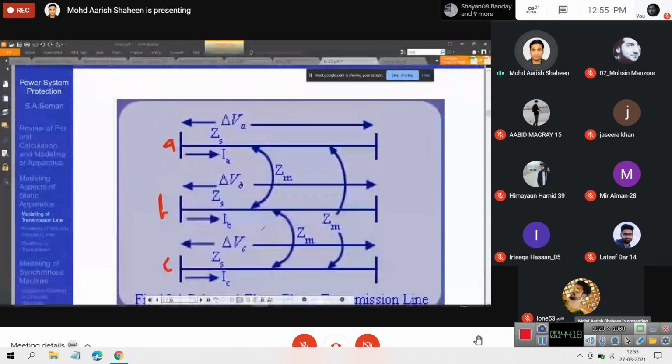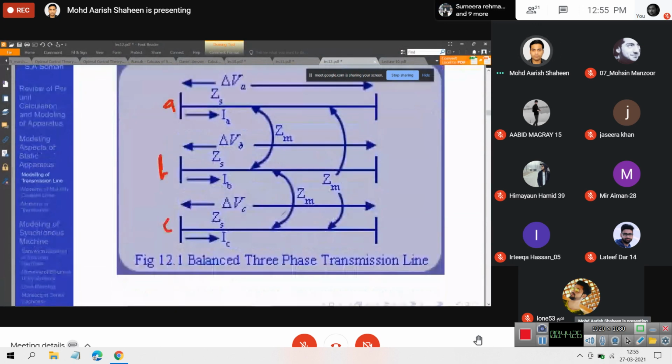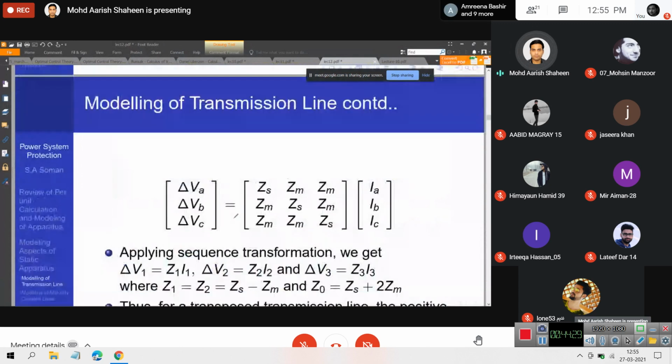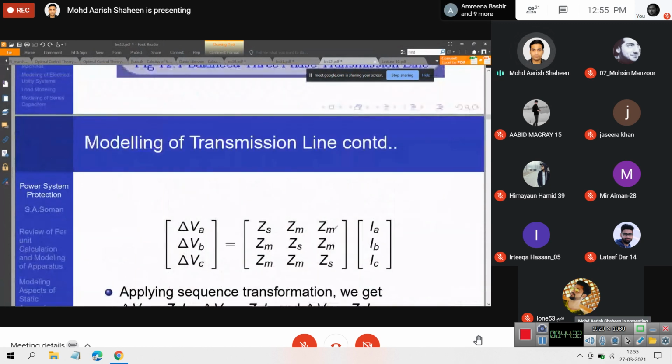So in the general case, we would have had to write the values of three different impedances. But for the sake of simplicity, let's assume they are the same. Once you write down the equations, any voltage drop is equal to self drop plus mutual drops. Self drop is given by self impedance times current. So if I look at the voltage drop in line A, this is given by self impedance Zs times its own current IA, plus mutual impedance Zm times the current flowing in phase B, plus Zm times the current flowing in phase C, and you can correspondingly construct the overall matrix.